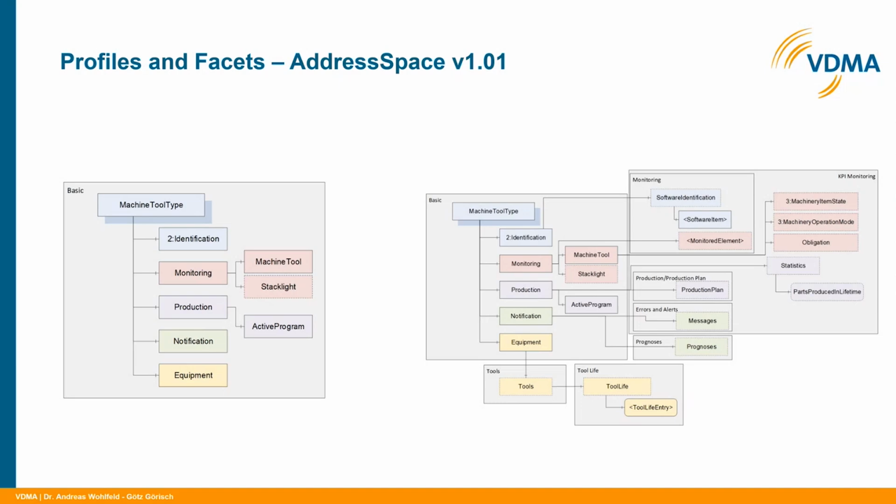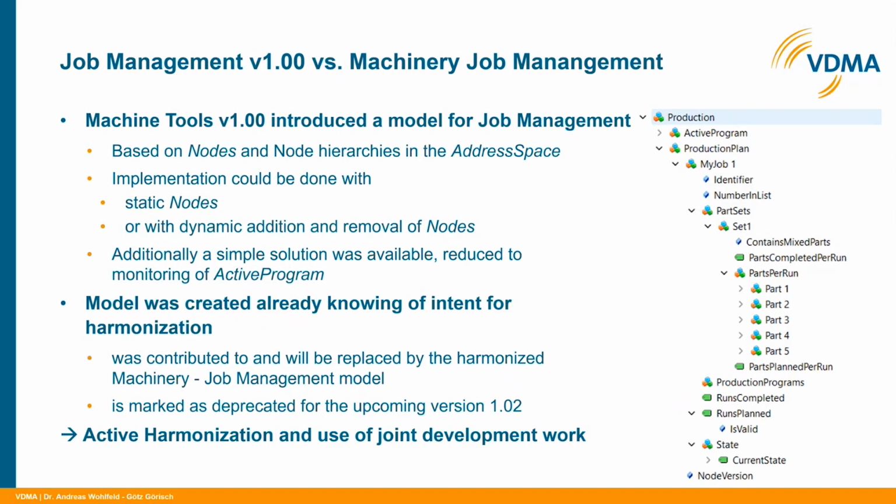As you can see, we had production right from the beginning as part of a job management. And this job model was introduced in version 1. It was based on nodes and node hierarchies in the address space. You can see a sample representation to the right. So under the production node, we had the production plan, which then consists of one or many jobs, which in this case then contains identifiers, parts, part sets, production programs, and states, and so on. And this implementation could be done either with static job nodes or with dynamic job nodes.